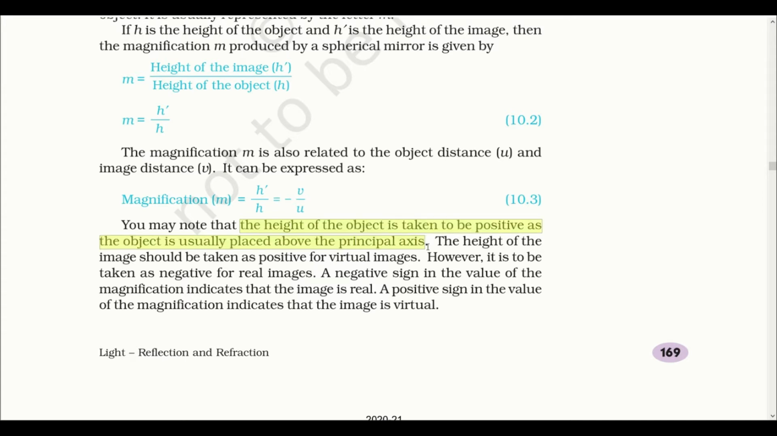Normally the object stands in front of the mirror and it is erect, therefore its height is always positive. The height of the image should be taken as positive for a virtual image, and if the image is virtual, it will naturally be erect. At that time also the height of the image will be taken as positive. But for a real image, the height is taken as negative. Whenever you get a negative sign, it shows that the image is real. And when the value is positive, you can say the image is virtual.